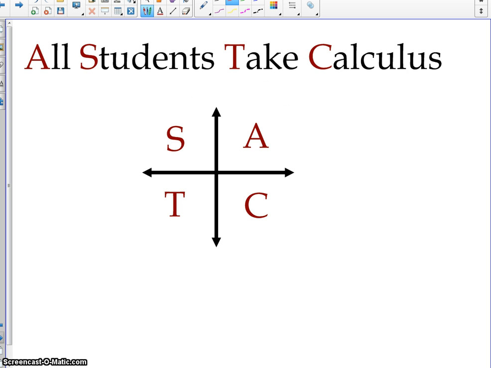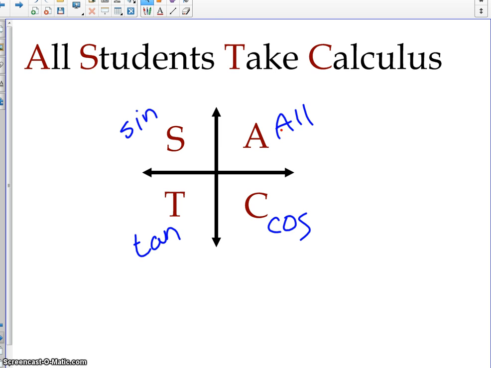One way that we've used in the past to remember this is the statement, all students take calculus. It's a reminder of in which quadrants we have positive values. In the first quadrant, sine, cosine, and tangent are all positive, so it's all in the first quadrant. In the second quadrant, only sine is positive. Third quadrant, tangent is positive. Fourth quadrant, cosine is positive.